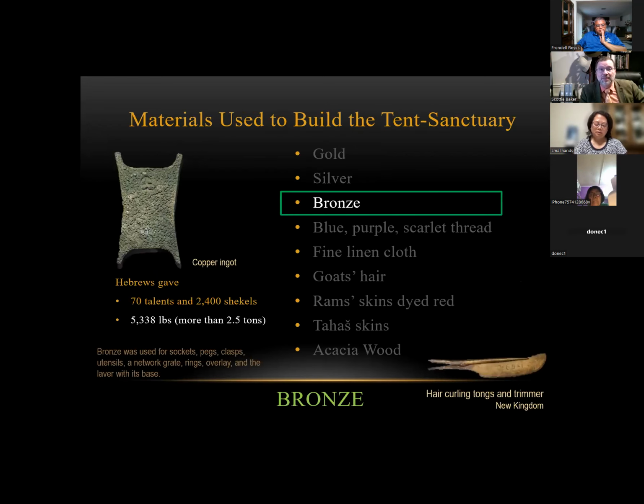Bronze, by the way, was also relatively new in ancient Egypt. Here is a copper ingot. Copper was often the older technology. The Hebrews gave quite a lot of this, tons of it. Here is a curling iron, tongs, and a trimmer that was used in ancient Egypt. So, ladies, if you want to know how they curled their hair in ancient Egypt, that's how they did it.